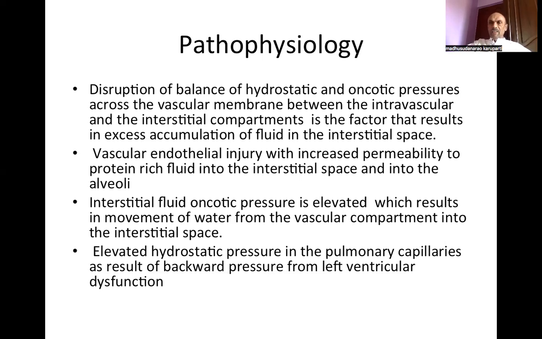This is what happens in situations like cardiogenic or non-cardiogenic pulmonary edema. In cardiogenic edema, there is rising hydrostatic pressure in the capillaries. In non-cardiogenic edema, it is because of the vasculitis and the increased permeability of the capillaries that results in the movement of the protein-rich fluid into the interstitial compartment, further aggravating the movement of the fluid from the intravascular compartment into the interstitial compartment due to rise in oncotic pressure in the extravascular compartment. This is what happens in both types of pulmonary edema.